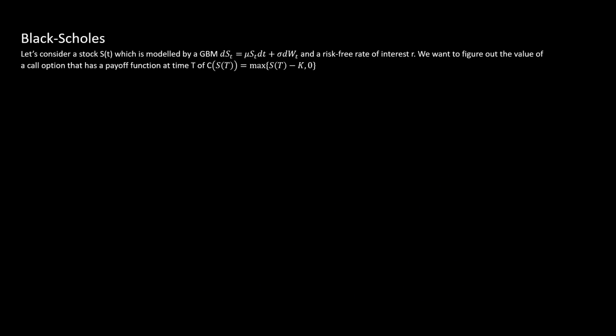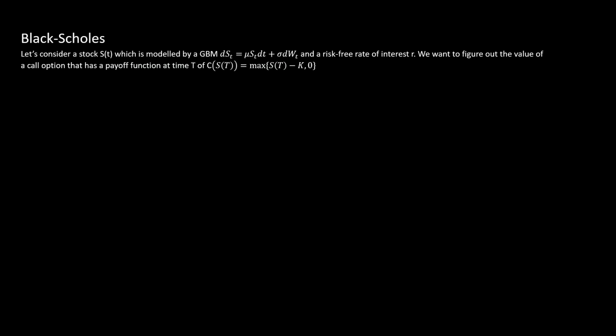Finally, we have all the tools needed to derive Black-Scholes. So let's consider our current model. Currently we have a stock which is modeled by geometric Brownian motion, dS(t) equals mu S(t) dt plus sigma dW(t), and we have a risk-free rate of interest. Our goal is then to try and find the value of a call option at time 0. Now our call option has the following payoff function, which we had seen previously.